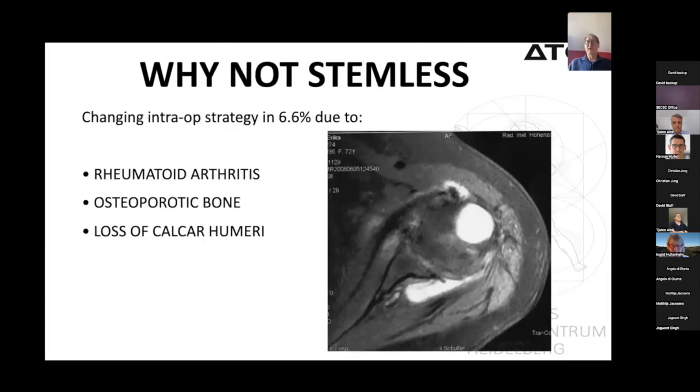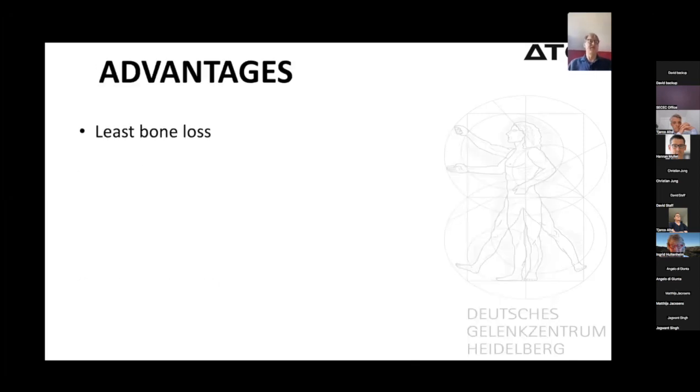When do we not use the stemless? That would be in bad bone in the proximal humerus, especially in rheumatoid arthritic patients with osteoporotic bone, or if you have a loss of the calcar humeri after fracture. In 6.6%, that was in the early stages, we had to change our strategy. Nowadays, we pretty much know that stemless works in a lot of situations.